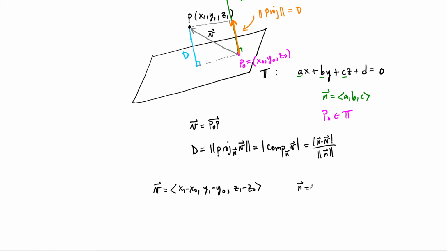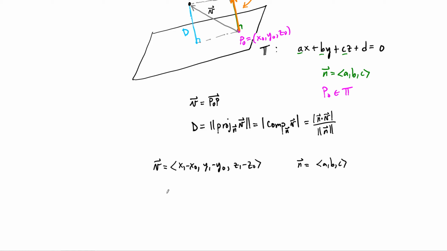Again, our vector n is abc, and we need to dot these together. So v dotted with n, or n dotted with v, doesn't matter, right? Order doesn't matter for a dot product. As it distributes, I'll write it in parts here: a times x1 minus x0, plus b times y1 minus y0, plus c times z1 minus z0, and then on to the next one here.